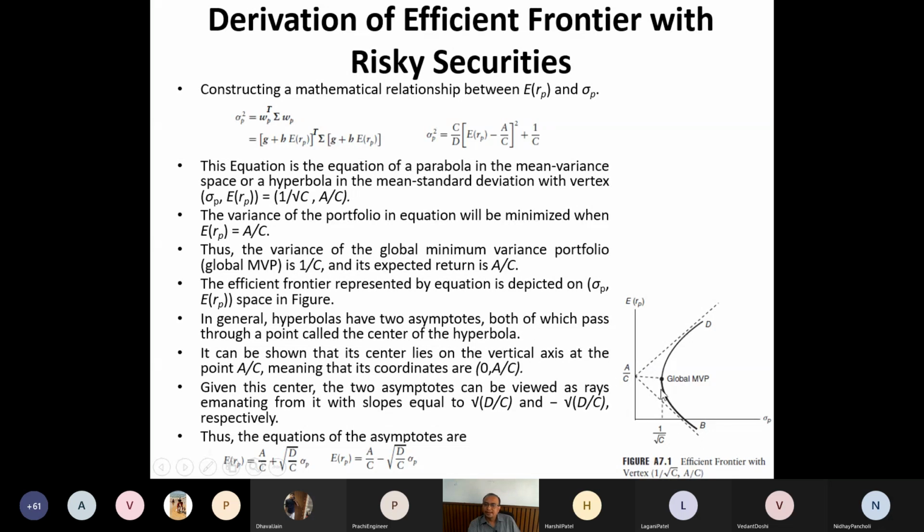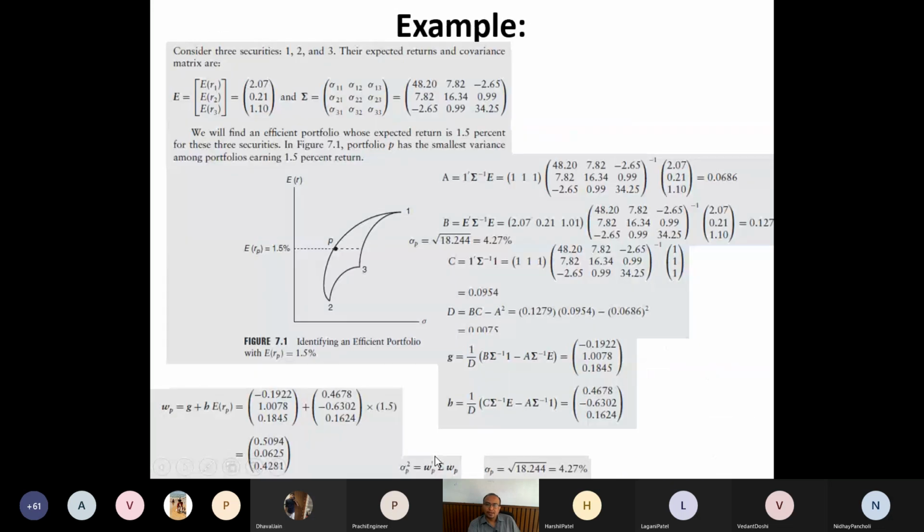So this is my efficient portfolio, right? And there is one MVP point, which is the global MVP, and all points above this on this graph are my efficient portfolios. We are interested in all points here, which start from this global MVP and go upward, right? So that's what we have done.